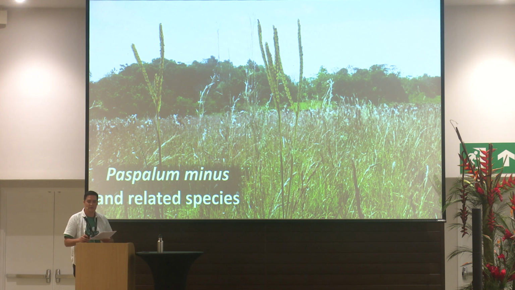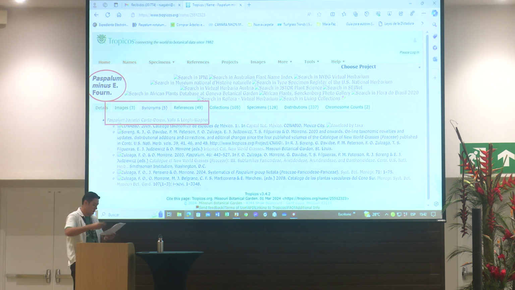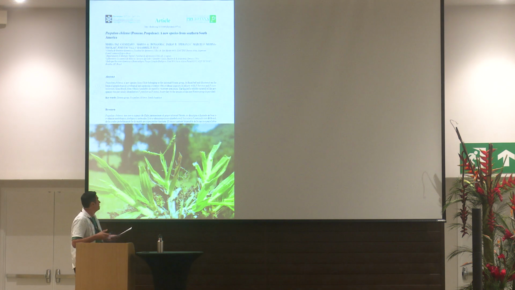So in the current taxonomic literature, 2 different biological entities are considered under the name Paspalum minus here. The typical one here is a pentaploid apomictic grass inhabiting warm regions of the American continent from Mexico to Paraguay. And the entity described here as Paspalum barretoi, here in the synonymy of Paspalum minus, is a diploid sexual restricted to cooler areas in southern Brazil.